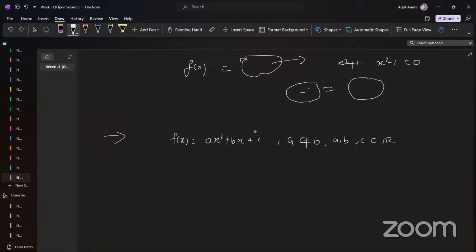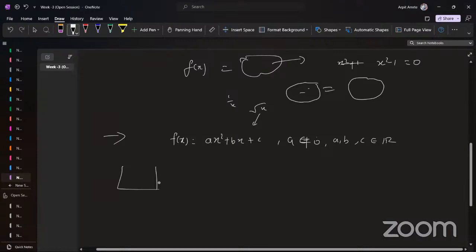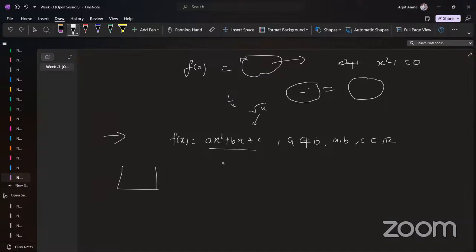There is no need to discuss why we cannot include root x in this, or why 1 upon x we are not going to include in this form. The thing is, those functions which look like this are known as quadratic functions. They took a jhola, or you can say a bag, and put all the functions which look like this in it. Then each member of this family, or each element in this bag, is known as a quadratic function. Apart from that, we are not considering anything else as a quadratic function.